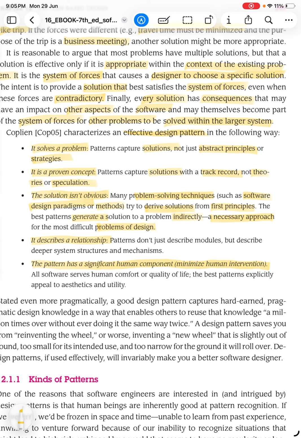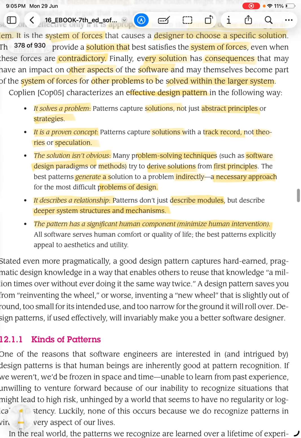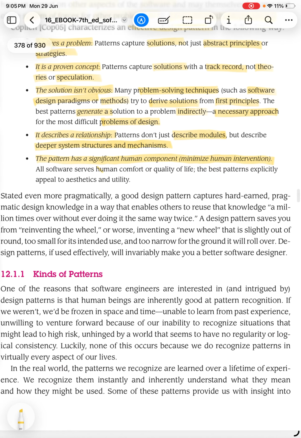It describes a relationship. Patterns don't just describe modules, but describe deeper system structures and mechanisms. The pattern has a significant human component, minimizing human intervention. All software serves human comfort or quality of life. The best patterns explicitly appeal to aesthetics and utility.